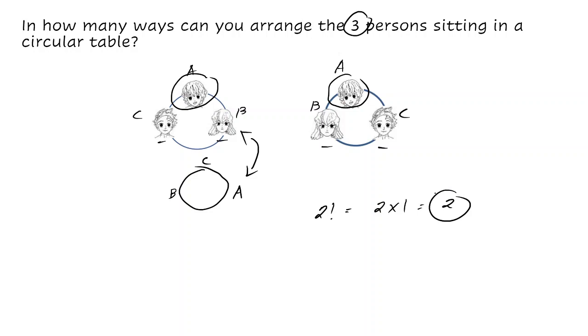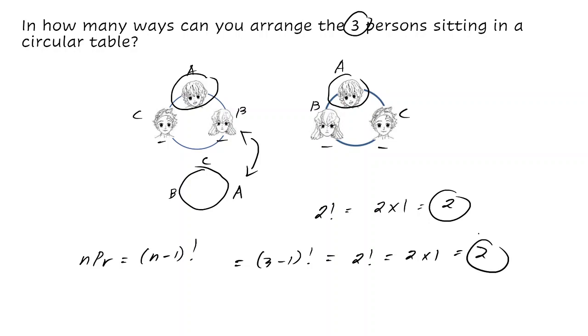Or simply, ang formula natin sa circular permutation ay NPR. In circular permutation, we have n minus 1 factorial. So, that will give us, since 3 yun, 3 minus 1 factorial, which is 3 minus 1 is 2 factorial. 2 factorial is 2 times 1 will give us 2. So, same lang din sila.